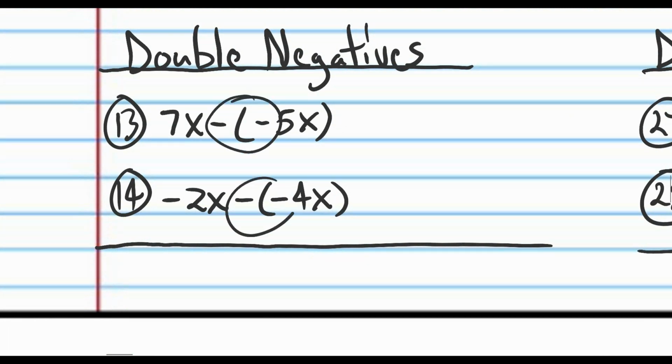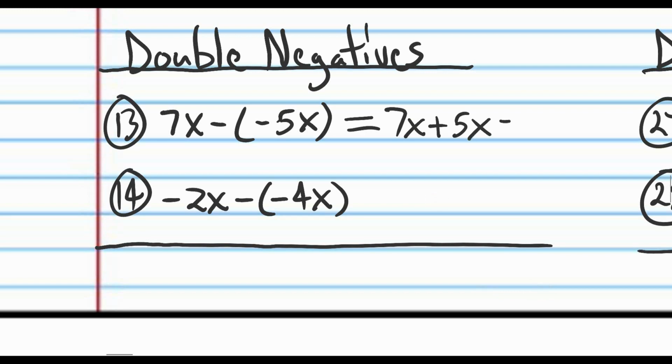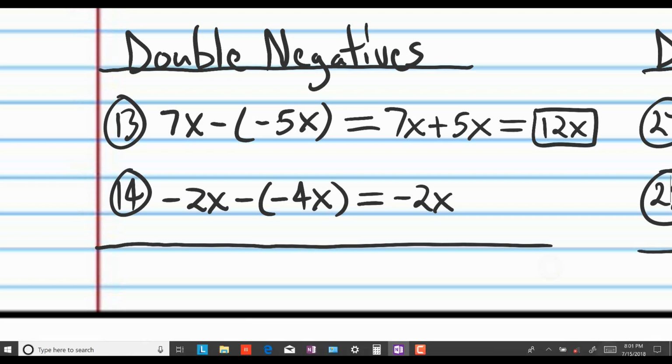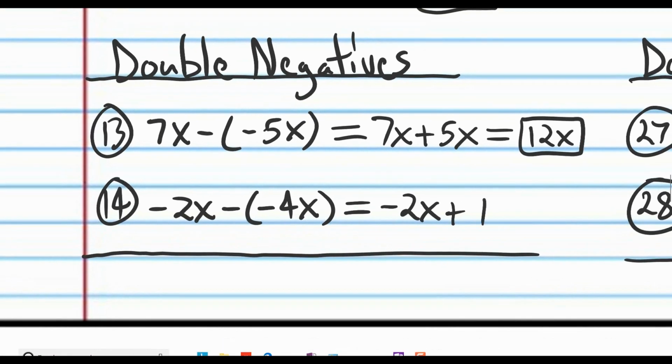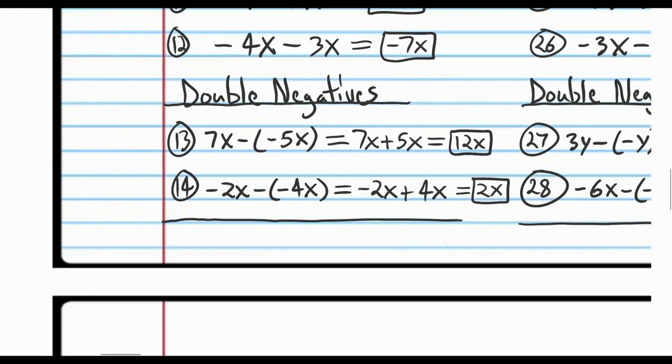These double negatives are going to become positives. Nothing is going to happen to this negative, but these negatives are going to become positives because they're right next to each other. So this would become 7x plus 5x, which would equal 12x. And this one would be negative 2x plus 4x, and that would be 2x. All right.